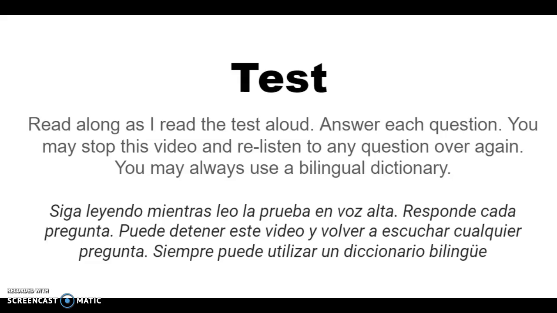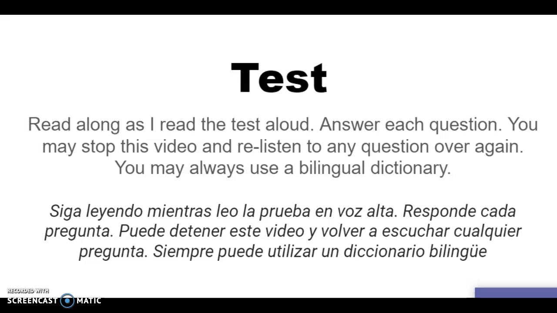The first real question says, the small particles or pieces that create or make up an atom are called blank. Your choices are atomic number, valence electrons, subatomic particles, or cells.